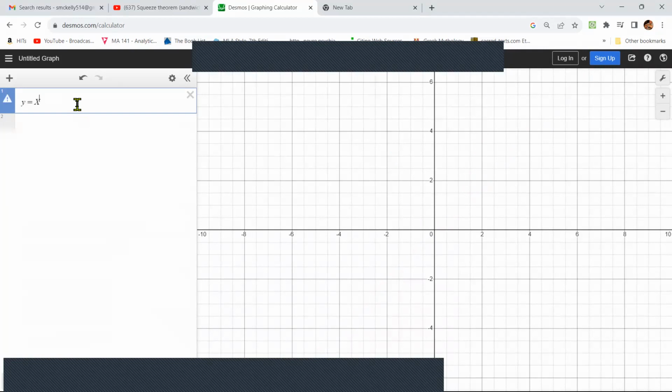No, let's do x to the 4th minus 3x squared plus 2. Let's do that. That's a nice, interesting piece of architecture there. Let's do that.